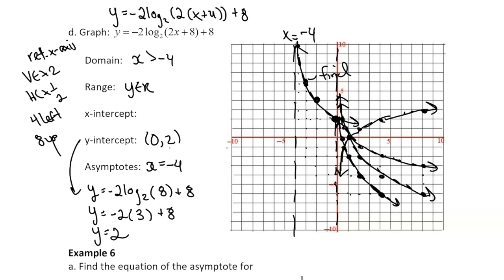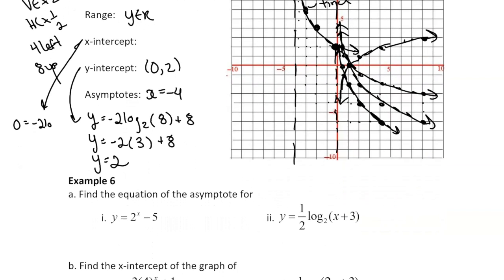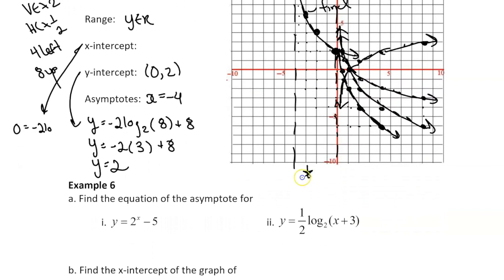And then the x-intercept. For the x-intercept, we could put in 0 for y, and you get 0 equals -2 log. You know what? I'm going to do this over here, where there's a little more room. 0 equals -2 log base 2 of (2x + 8) + 8. Okay, so let's subtract 8 onto the other side, and let's divide by -2 as well.